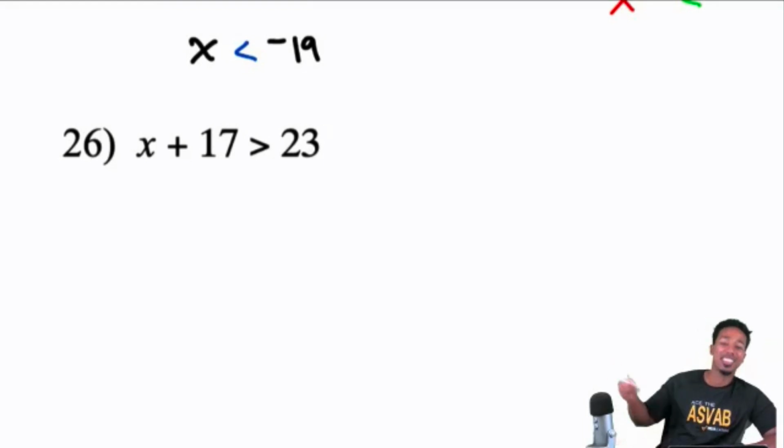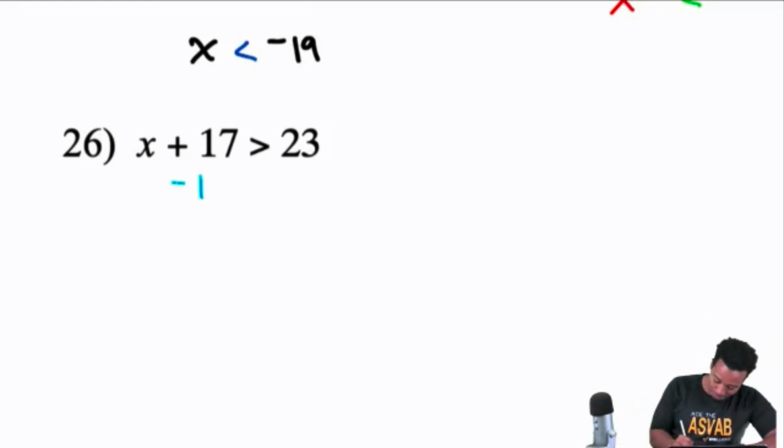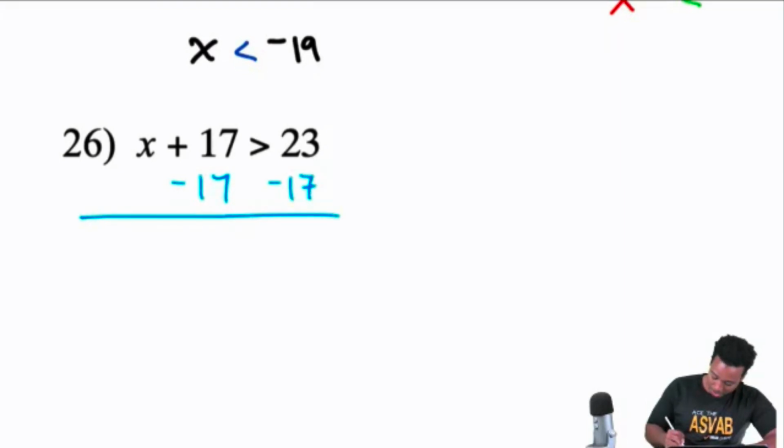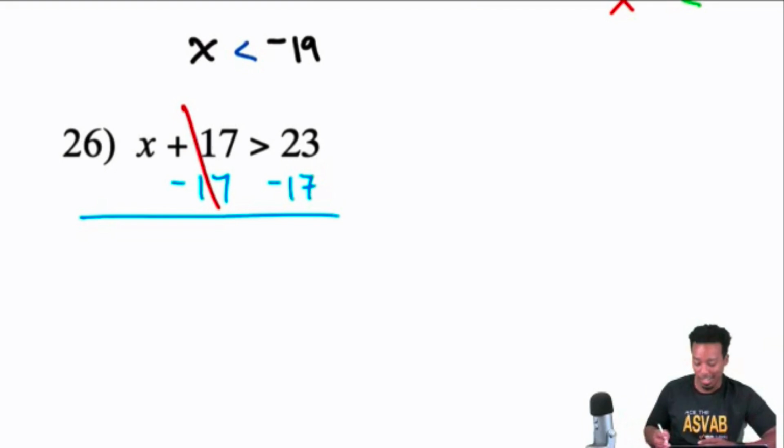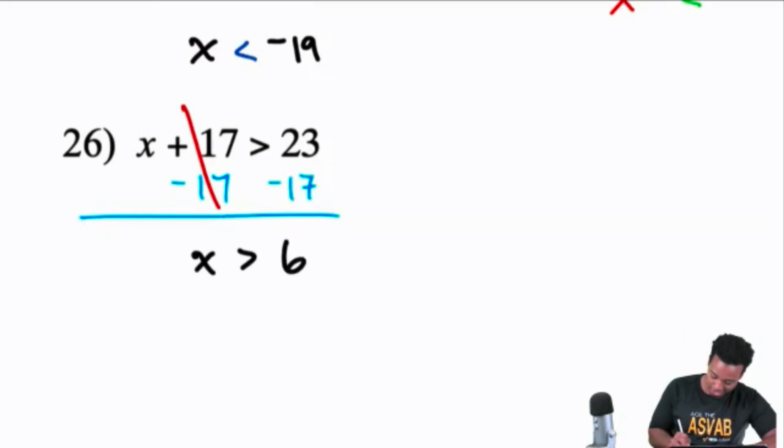Right on. Yep, we're gonna subtract 17 on both sides. Subtract 17 on both sides, and booyah, bread and butter right there. That's gonna cancel. We're not gonna flip the symbol because we're not dividing or multiplying by a negative. And so because of that, x is greater than 6.